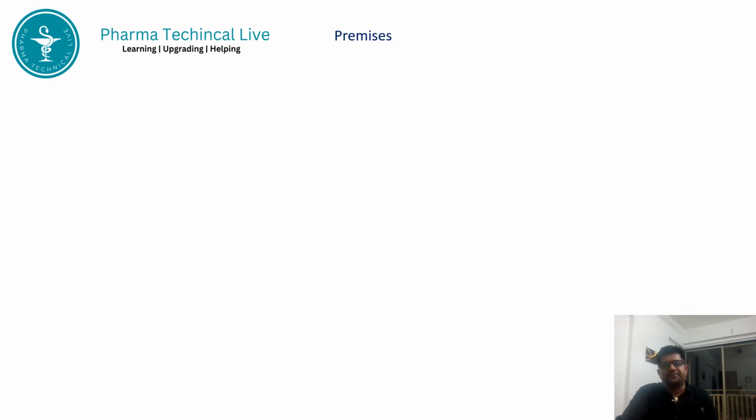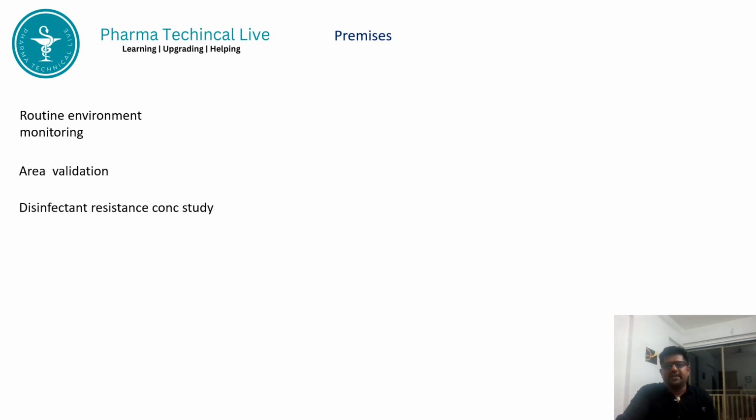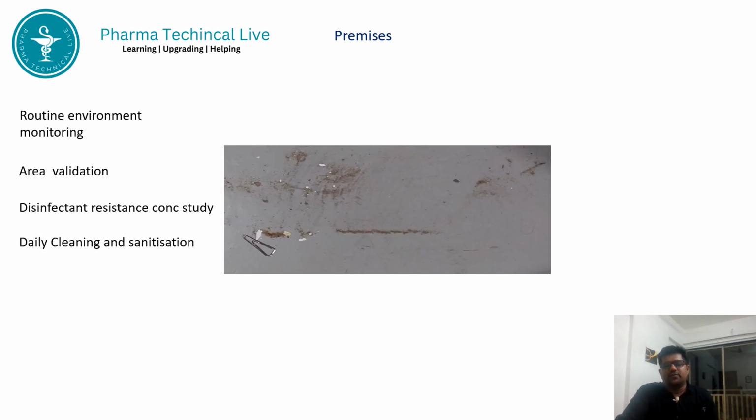Then the premises. Premises also contaminate the product. That's why we have to do routine environment monitoring. Then area validation in the initial phase, disinfectant resistance, concentration study, then daily cleaning and sanitation. We should avoid some contaminants which are not desirable in the manufacturing production section.